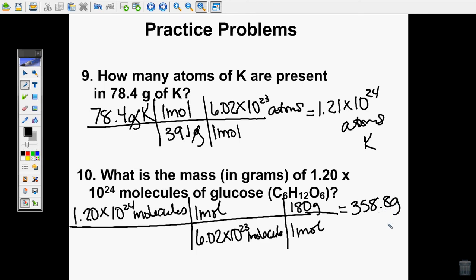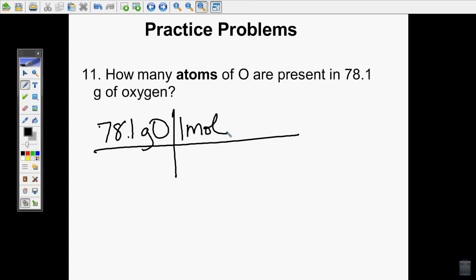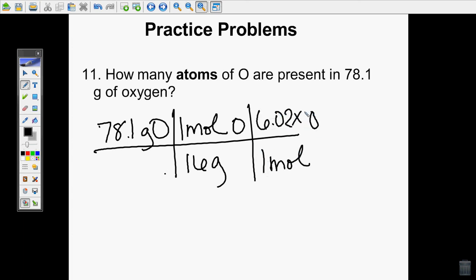How many atoms of oxygen are present in 78.1 grams of oxygen? So I'm going to start with what I'm given. I know by looking on the periodic table, in 1 mole of oxygen, there's 16 grams. And to go from moles to molecules, I have to use Avogadro's number. So my grams cancel, my moles cancel. I'm going to multiply across the top and divide by what's on the bottom, and I get 2.93 times 10 to the 24th atoms of oxygen.